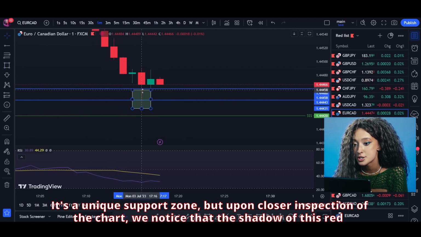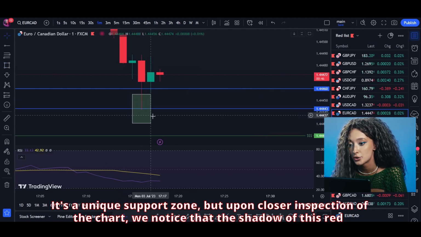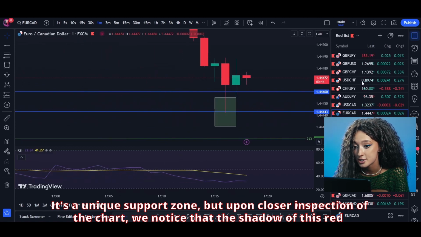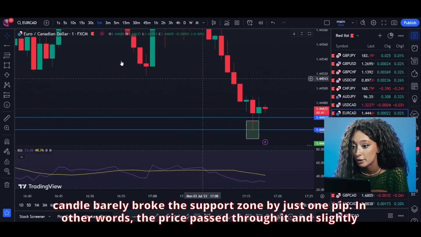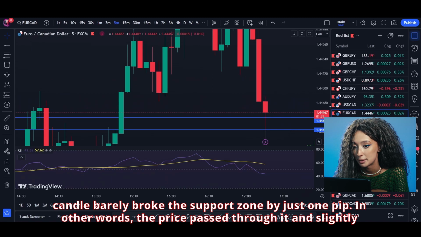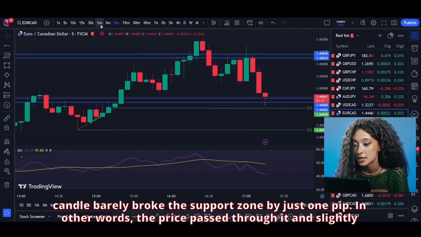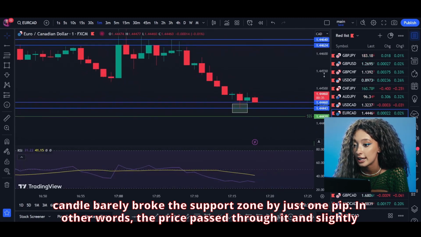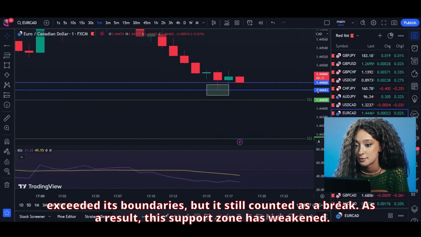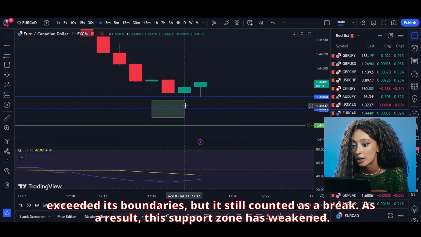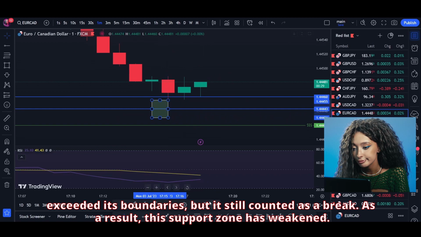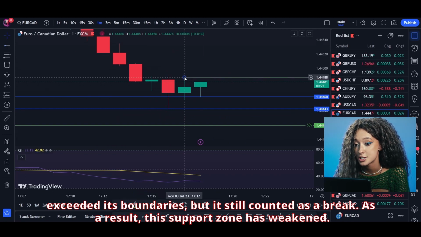It is an unequal support zone, but upon closer inspection of the chart, we notice that the shadow of this red candle barely broke the support zone by just 1 pip. In other words, the price passed through it, slightly exceeding its boundaries, but it still counted as a break. As a result, the support zone has weakened.